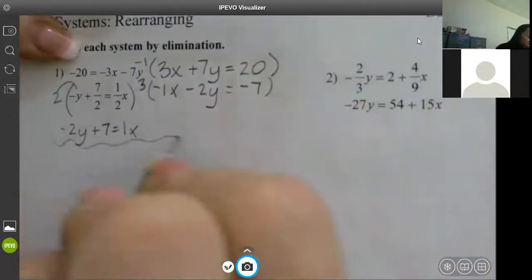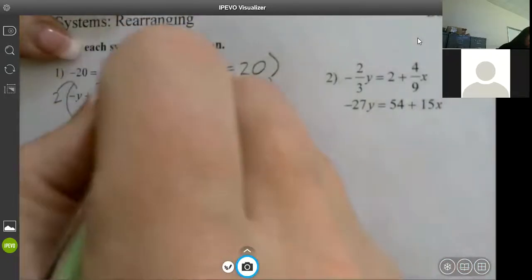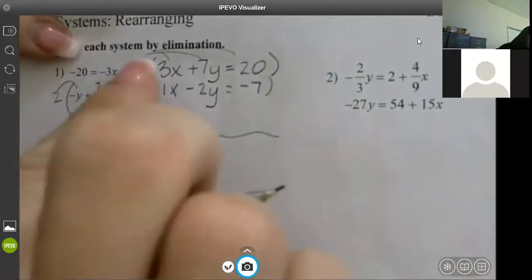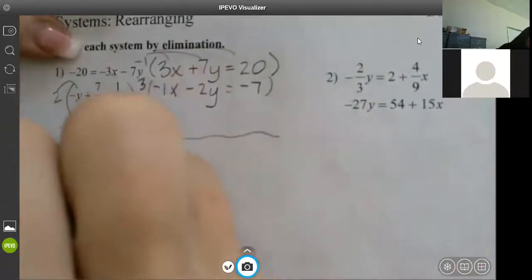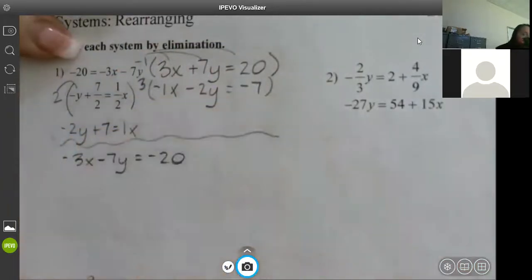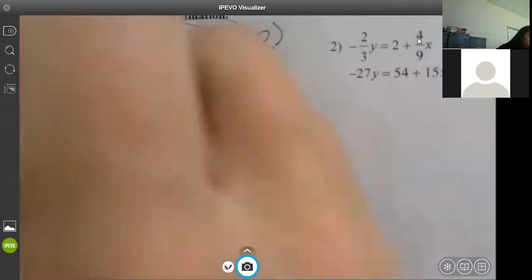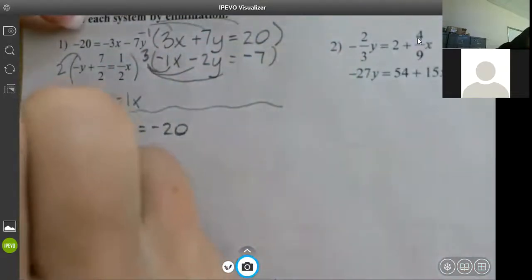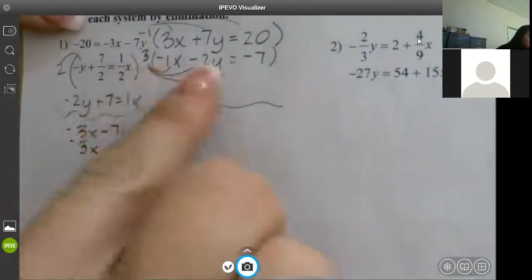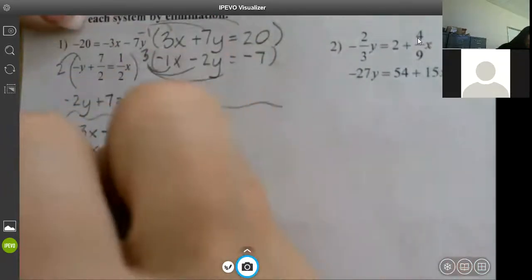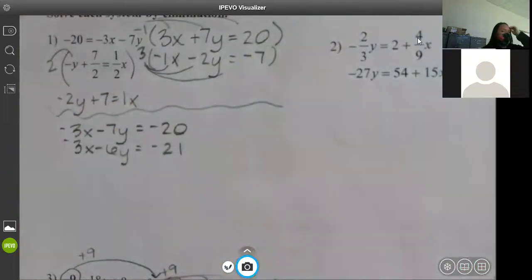Flip these, -1 and 3. I'm going to make my new equations down here so you guys can see them. -1 times 3x is -3x. -1 times 7y is -7y. And -1 times 20 is -20. On the bottom, distribute. 3 times -1 is -3x. They are the same. We're doing it right. 3 times -2y is -6y. And 3 times -7 is -21.